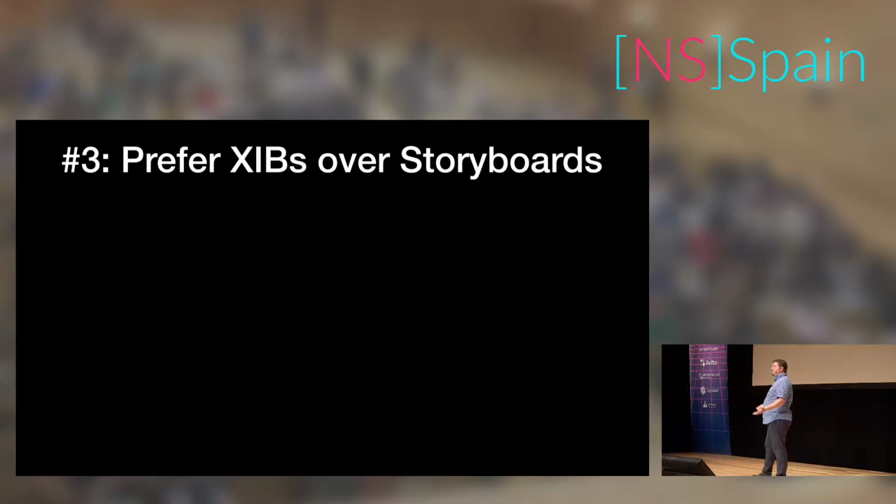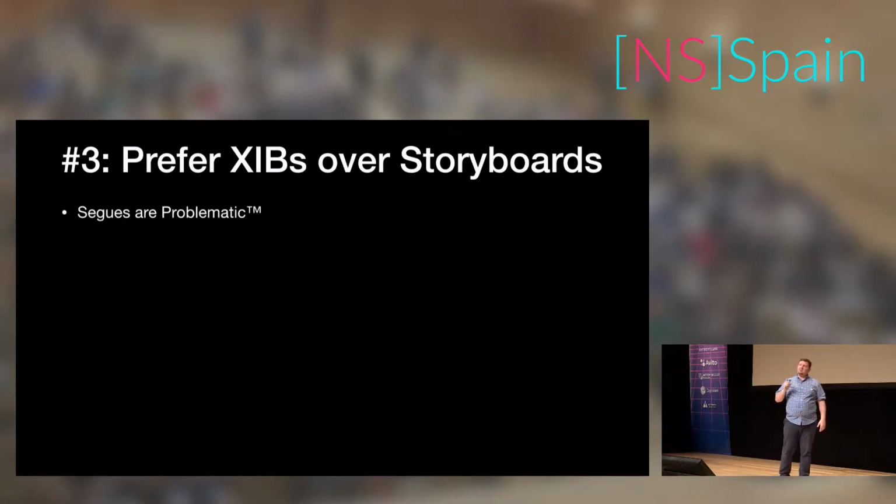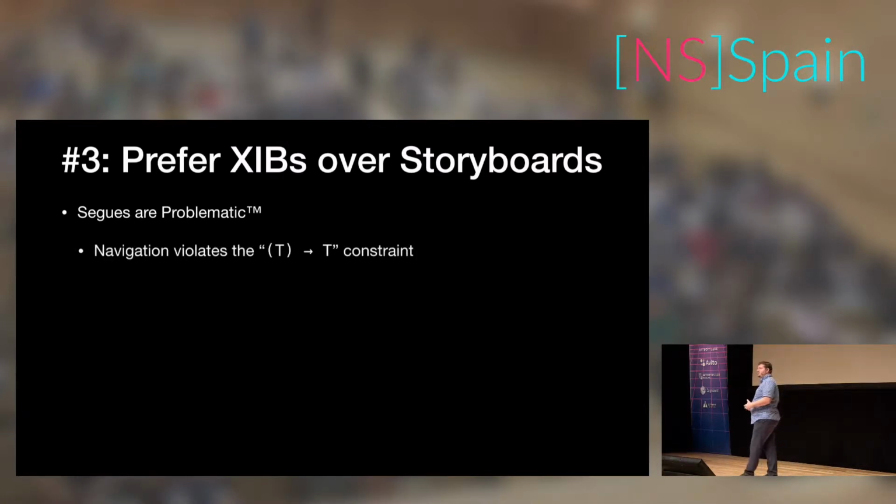When you start using storyboards, you think, this is so great. I can see my whole app right here. I've got these lines that just show everything, and it's great. And then you start thinking about it, and you realize segues are a problem with a capital P. Because navigation, the act of moving from one screen to another, is a violation of this T to T constraint that we just learned about.